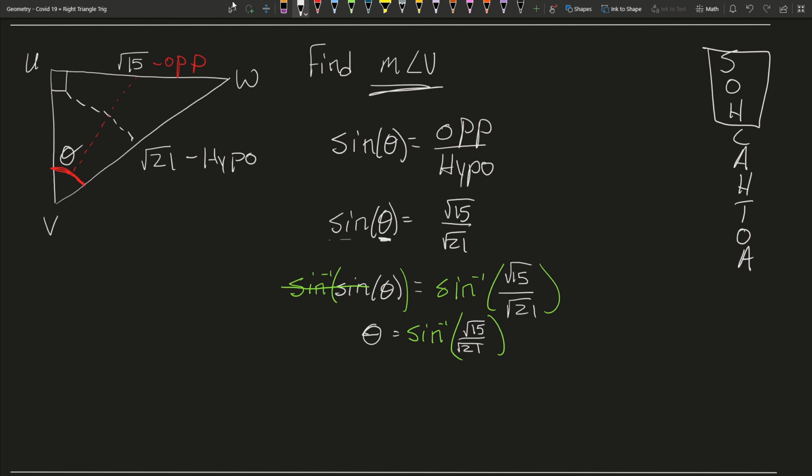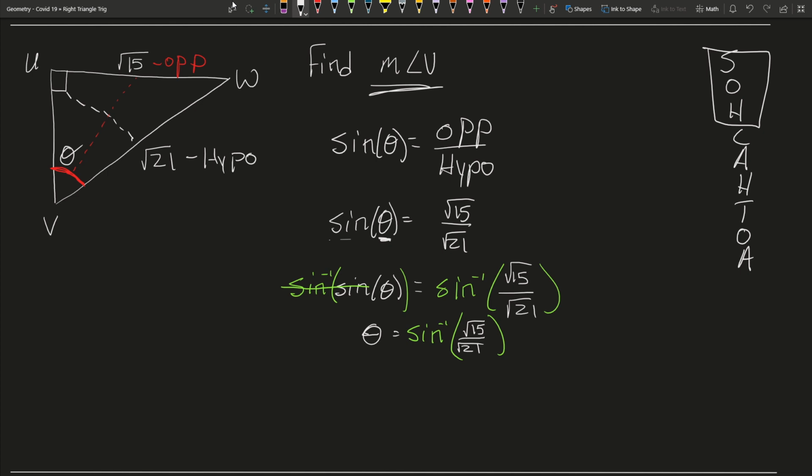Okay. So in order to solve this, again, if you have a TI-84 or TI-83, you would hit second and then sine and then type out that fraction. So square root of 15. And again, remember parentheses are very important. The numerator should have parentheses around it, and the denominator should have parentheses around it. So sine inverse of root 15 divided by root 21.